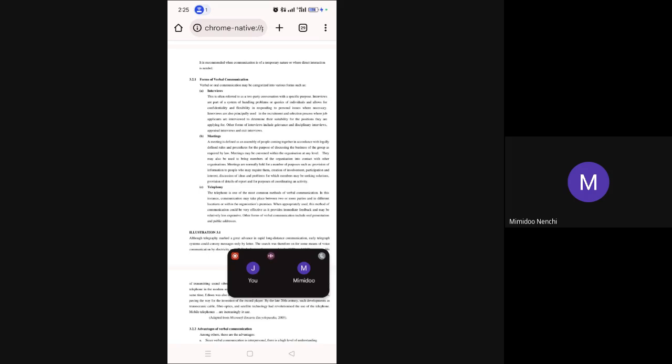Participation and interest, discussion of ideas and problems for which members may be seeking solutions, provision of details of reports, and for purposes of coordinating an activity. So, in such instances, meetings may be required. Are we together?